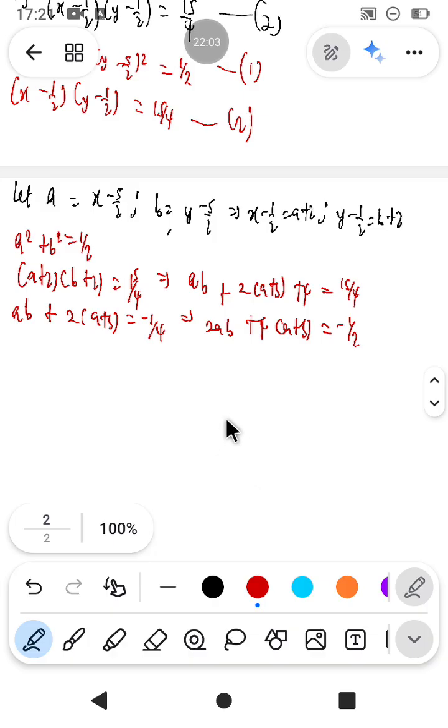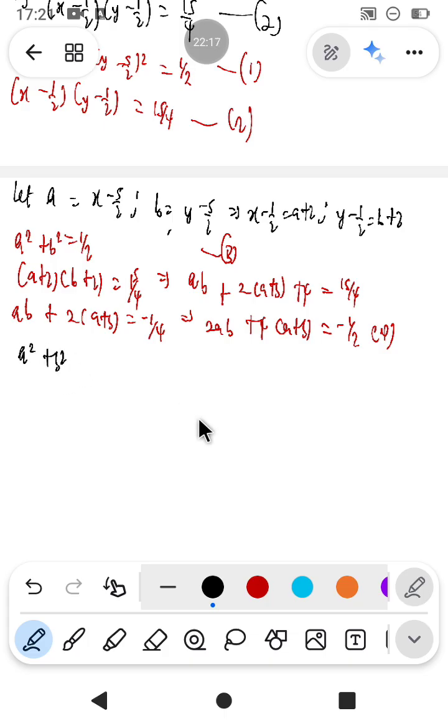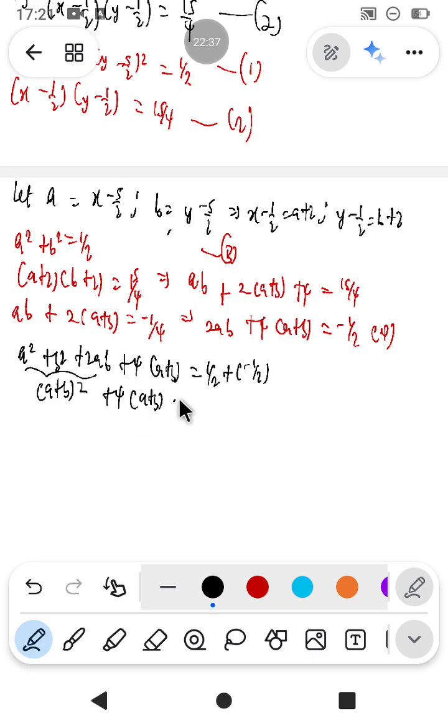So next thing we're going to do now is to add equation 1. Let's call this equation 3 and equation 4. We have A² + B² + 2AB + 4(A + B) = 1/2 + (-1/2). If you look at it very well, this is (A + B)² + 4(A + B) = 0.